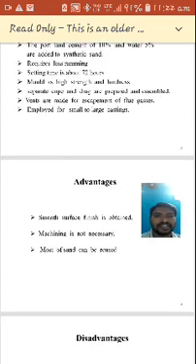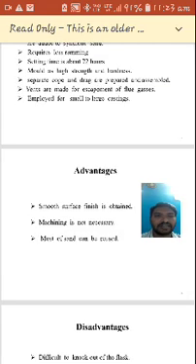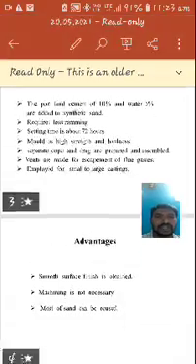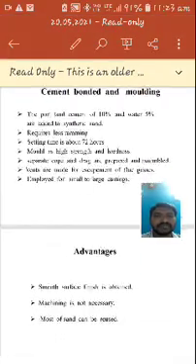Vents are made for escape of flue gases. By using a vent rod, we can make the vent holes. These holes are used for the escape of flue gases. It is employed for small to large castings. This is the procedure for cement bonded molding.